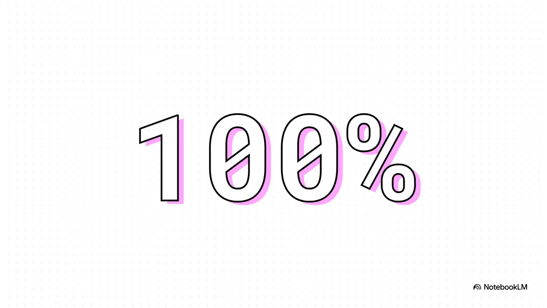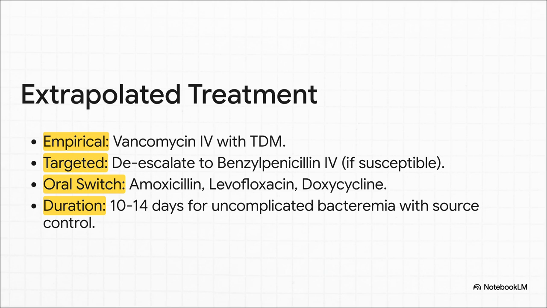And this right here is the critical takeaway for your initial empirical therapy. In a study of nearly 2,000 isolates, susceptibility to vancomycin and linezolid was 100%. That makes them the cornerstones of treatment while you're waiting for those definitive AST results to come back from the lab. So without specific guidelines, we can extrapolate.